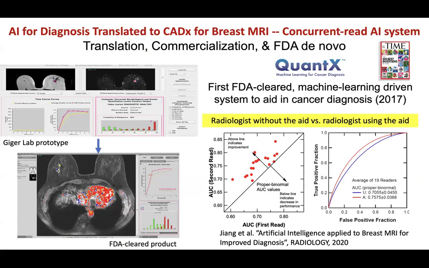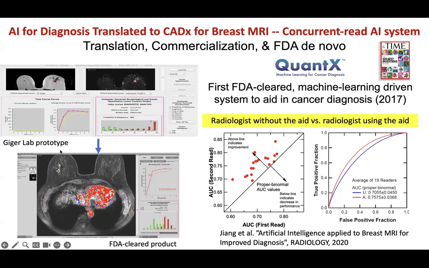Now, we've done a lot of research with those, but with our limited time here, I just want to point out a few high-level concepts. One of the things we did was we took our methods, we worked with the University of Chicago Polsky Center, and we translated it to a university startup company, which was called Quantitative Insights, and the product was QuantX. This became the first FDA-cleared machine learning-driven system to aid in cancer diagnosis. Up until this time, there had been ones working on detection of lesions. Here, we were trying to then diagnose this.